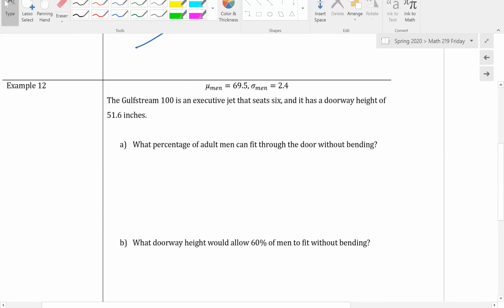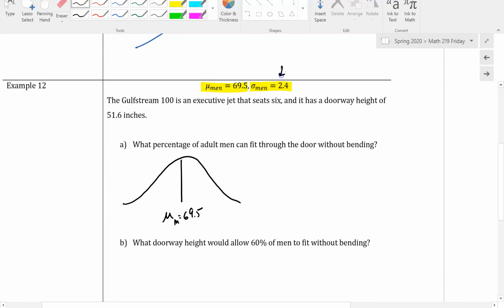It says the Gulfstream 100 is an executive jet that seats 6 and it has a doorway height of 51.6 inches. What percentage of adult males can fit through the door without bending? So they gave us, again, the heights for men is normally distributed with that mean and that standard deviation. So here's what I got. I've got a normal distribution. The mean height for men is 69.5 inches.